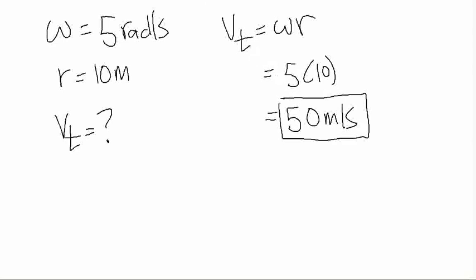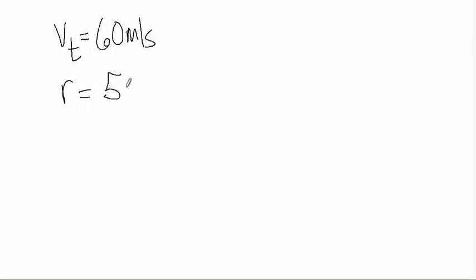Now let me have you do some examples. Suppose an object was moving on a circle with a tangential velocity component of 60 meters per second, and suppose the circle has a radius of 5 meters. Can you tell me what the angular velocity is? Okay, pause the video and try to solve that now.